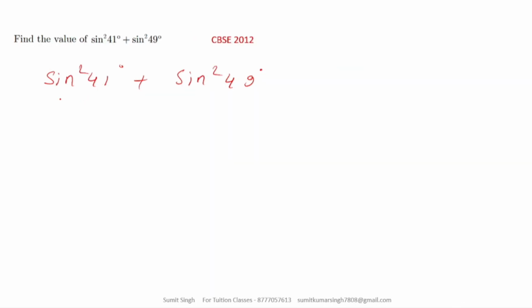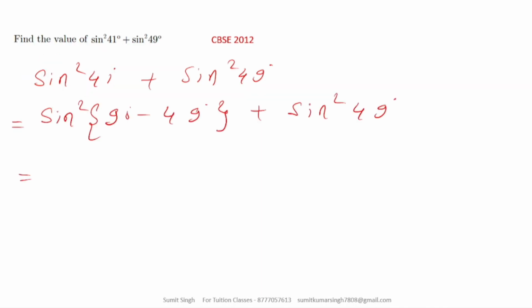Here we have the trigonometric functions sin square 41 degrees and sin square 49 degrees. Basically, there is no direct formula for finding these values, so we can do one thing. We can break sin square 41 degrees into the form of cos. We can write sin square 41 degrees as sin square (90 minus 49 degrees), because it will be the same value as 41.